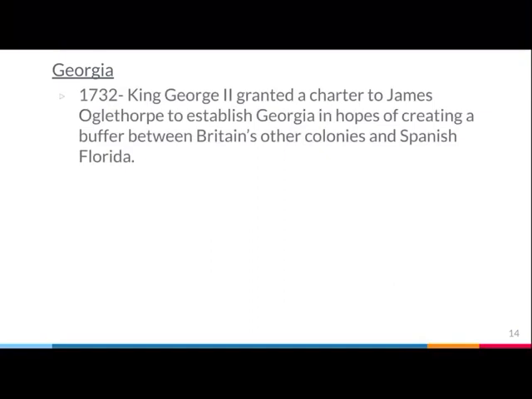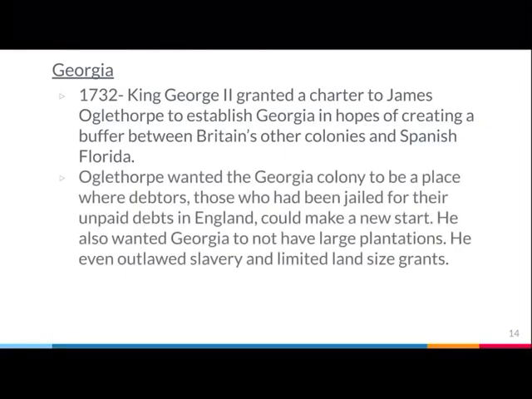So with Spain still controlling Florida and the other colonies going to the north along the coast of the United States in the Atlantic Ocean, they wanted another English colony in the middle of that. Oglethorpe wanted the Georgia colony to be a place where debtors, those who had been jailed for their unpaid debts in England, can make a new start. He also wanted Georgia to not have large plantations, and he even outlawed slavery and limited land size grants. So he really wanted Georgia to not be like how the Carolinas were.